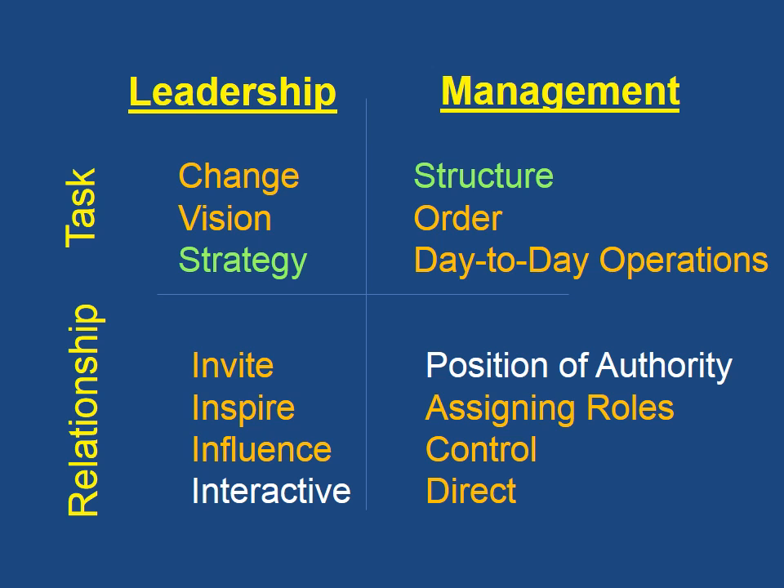So as you can see, we need the task of leadership and management for organizations to be both effective and efficient. On the relationship side, leadership is an interactive and voluntary relationship between leaders and followers. Leaders invite and inspire and influence people to join them in a change process. Management, on the other hand, is a position of authority. It's about assigning roles in an organization, providing control, and giving directions. Obviously, we need a good mix of both leaders and managers to do strategic planning.